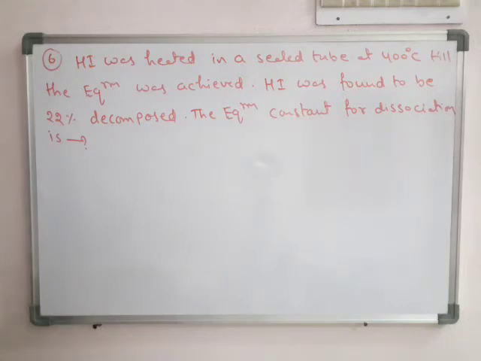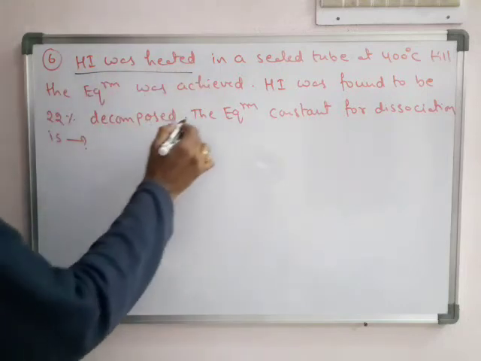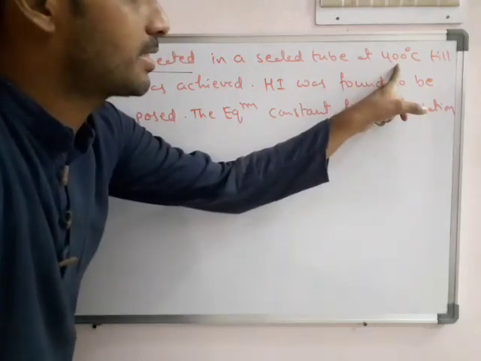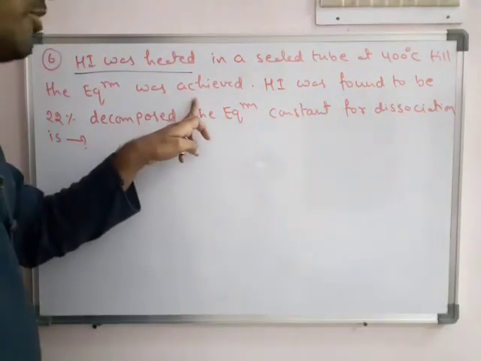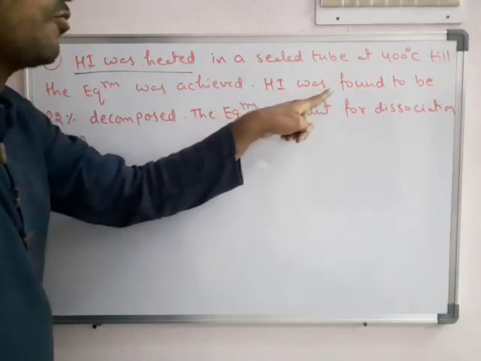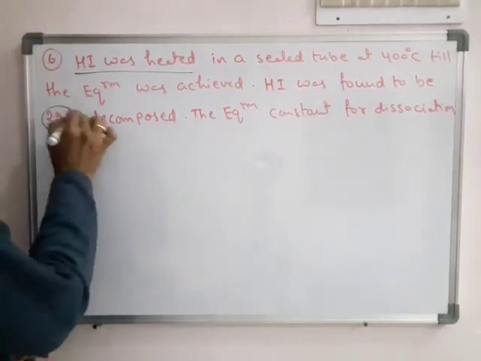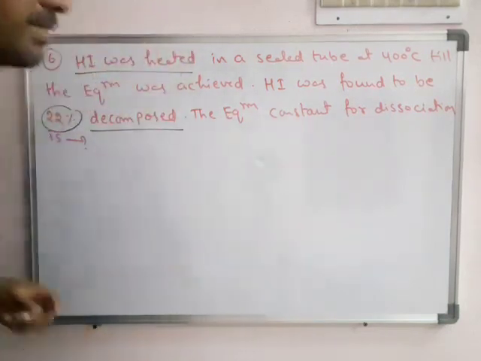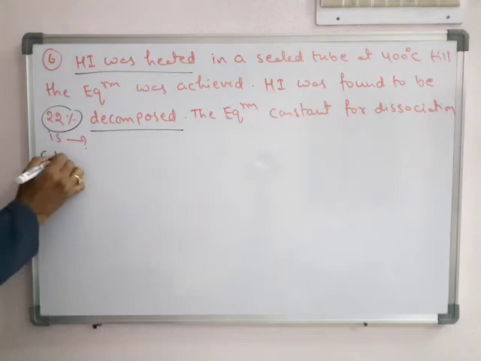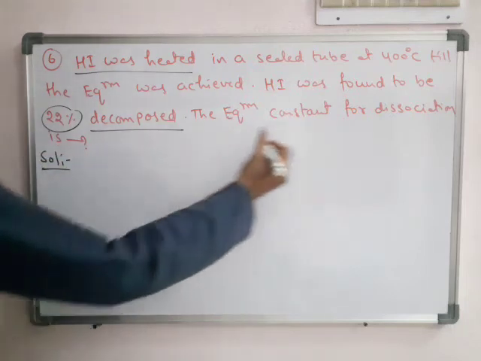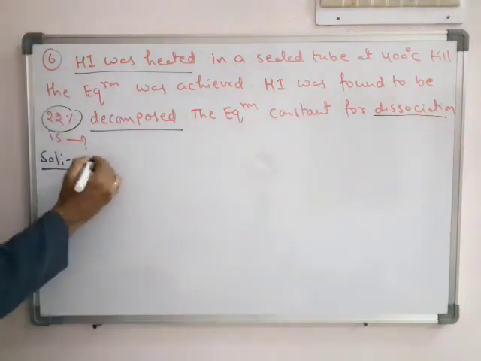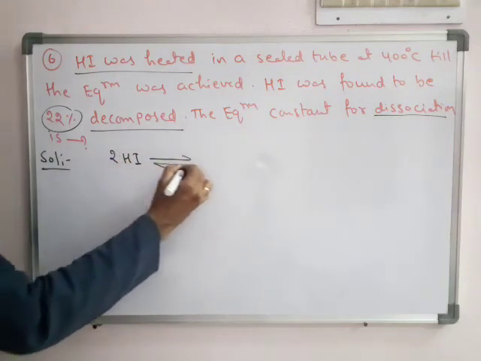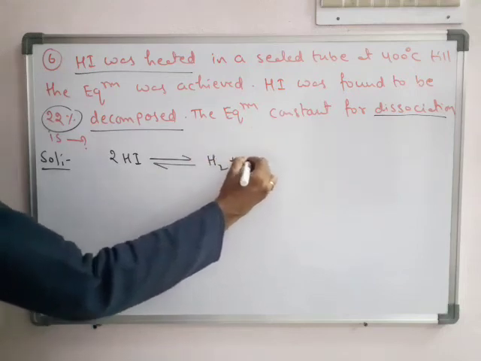Okay, see one more problem. HI was heated in a sealed tube, or nothing but a sealed container, at 400 degrees Celsius, until equilibrium was achieved. Here HI was found to be 22% decomposed. Simply, the clue given is 22%. So what is the reaction? The reaction is the dissociation of HI. We know that 2HI gives rise to H2 plus I2.